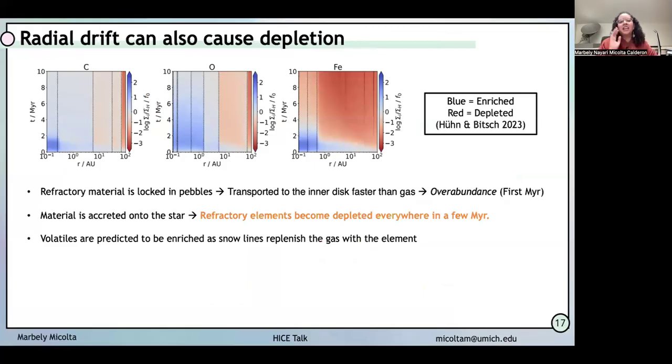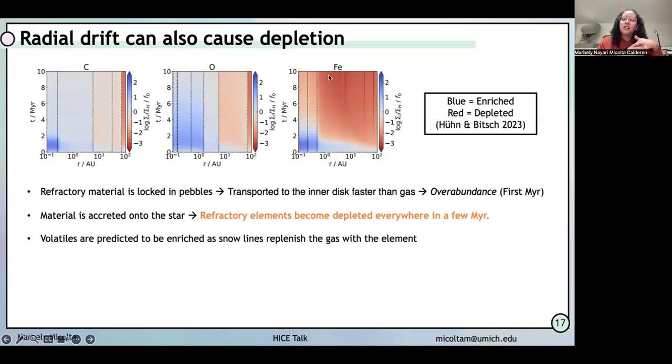Talking about radial drift, as I mentioned very early in my talk, if the dust is bigger, it grows a bit, then it decouples from the gas and moves radially inwards faster. That means different things for different elements. Volatiles, as they cross the different snow lines, cannot replenish the material in the disk, but that doesn't seem to happen for refractory material.